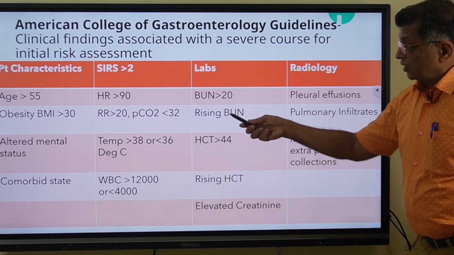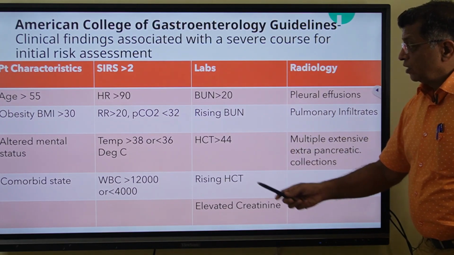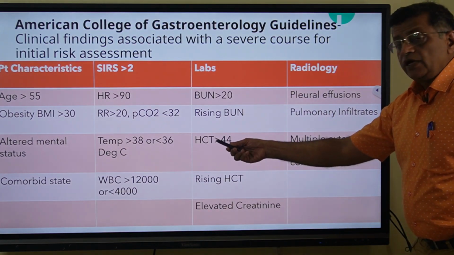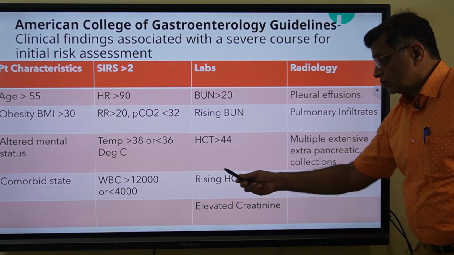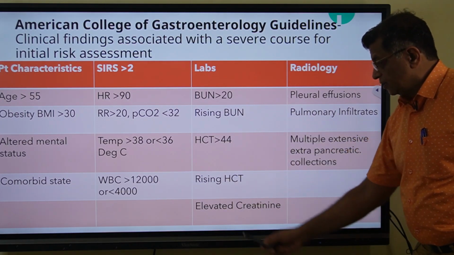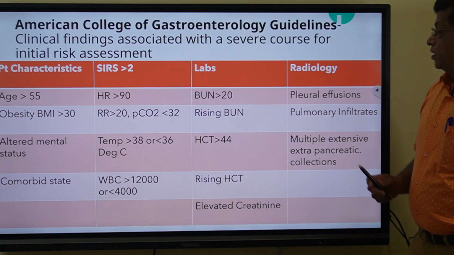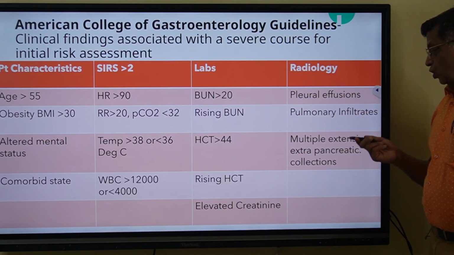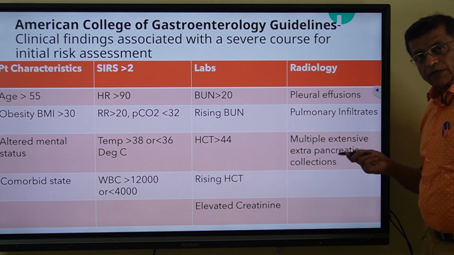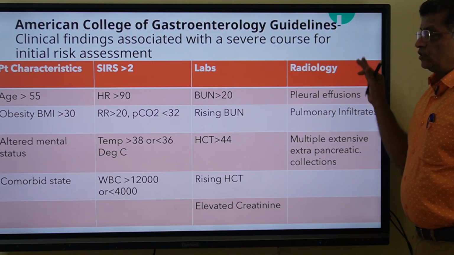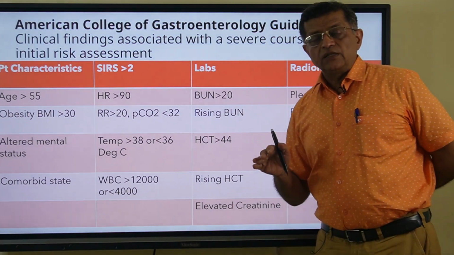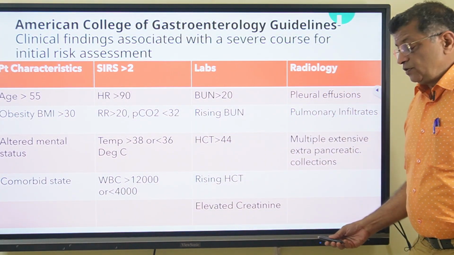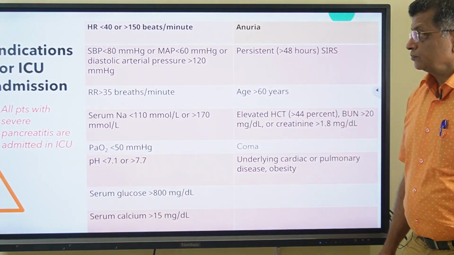Then labs: BUN more than 20, or the BUN is rising in successive tests, or the hematocrit is more than 44, or the hematocrit is rising, and elevated creatinine. Radiologically, if you see pleural effusions or pulmonary infiltrates or multiple extensive extrapancreatic collections, so if you see any of these criteria, then you can easily diagnose that the patient has severe acute pancreatitis.